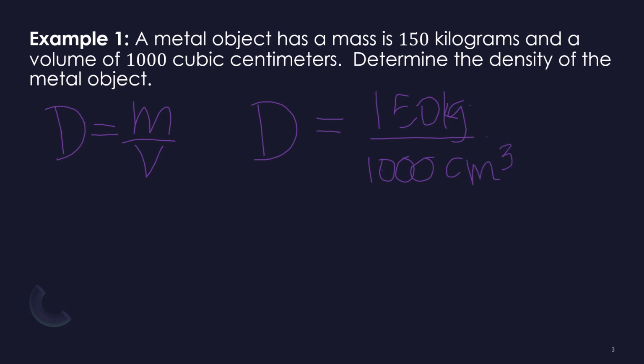So since you're solving for D and D is already isolated, you can go straight to calculating 150 over 1,000. So density is going to be 0.15 kilograms per centimeters cubed.